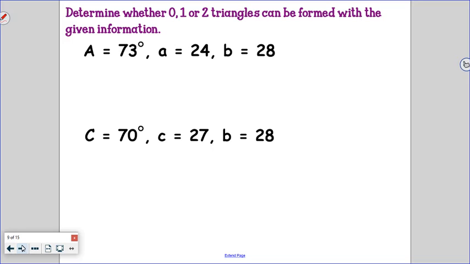It is asking you how many triangles can be formed with the given information. Now, the first thing you're going to do before jumping into a problem is you are going to answer this question for yourself. Based on the given information, is it a side-side angle question?